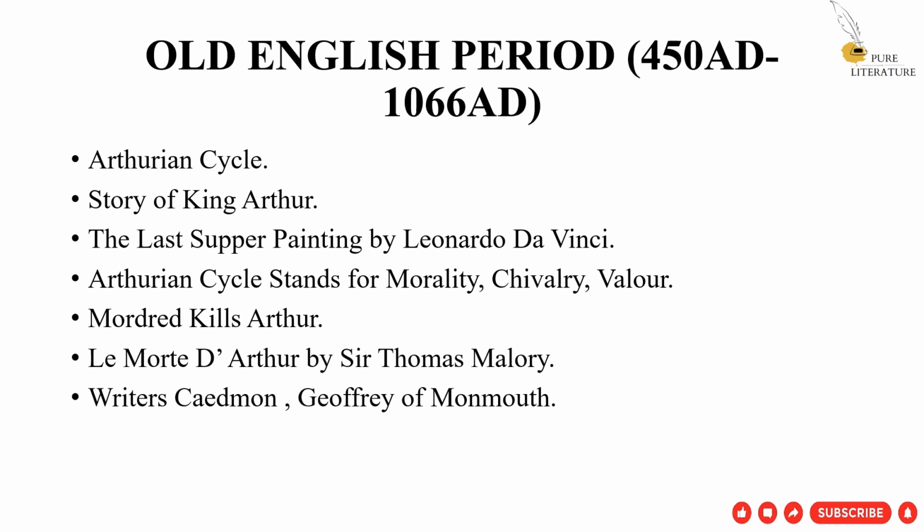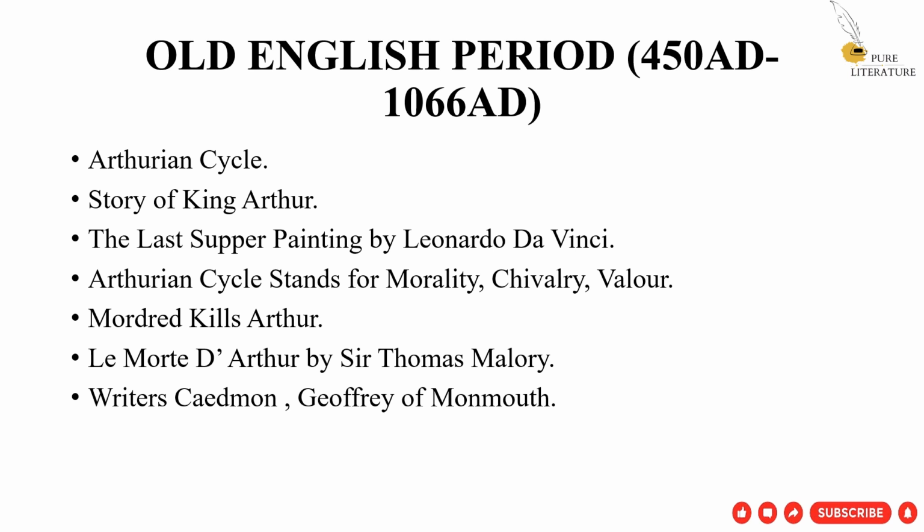The Arthurian cycle stands for morality, valor, chivalry, and there is a concept of right over wrong. Most of the Anglo-Saxon or medieval literature deals with the Arthurian cycle, and Lord Alfred Tennyson has compiled all the stories and written Death of Arthur. Mordred has killed Arthur, and Sir Thomas Malory has written a work, Le Morte d'Arthur.